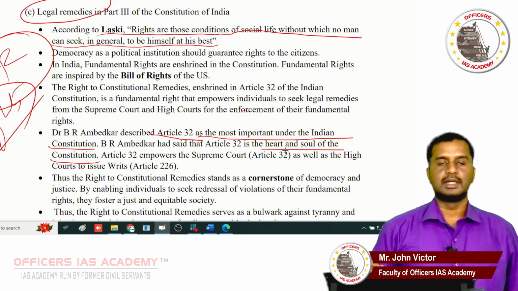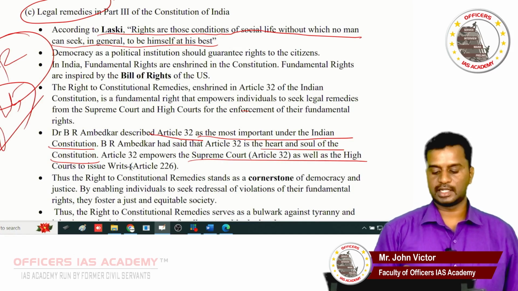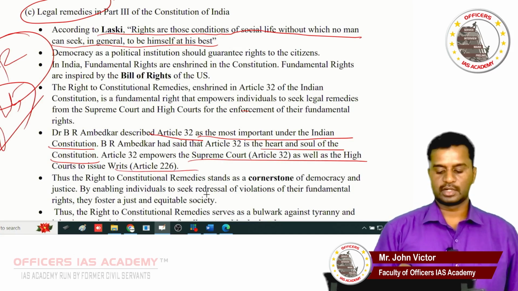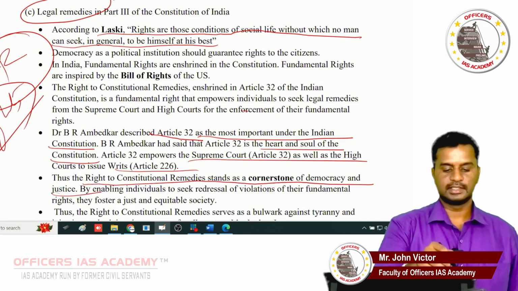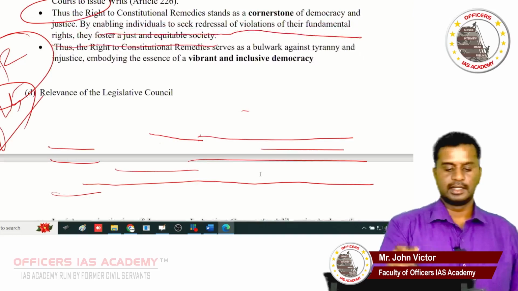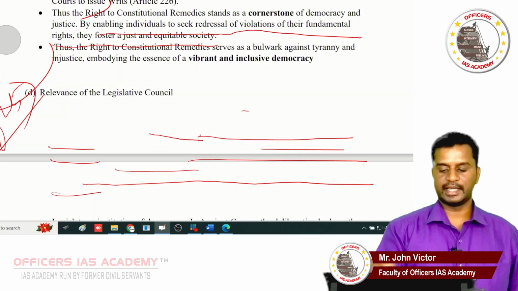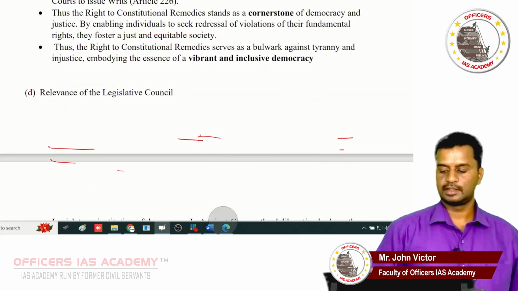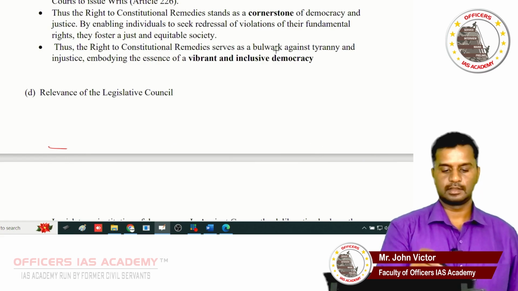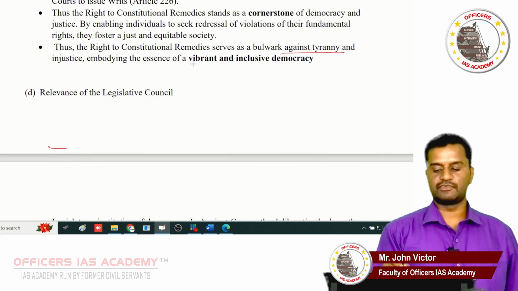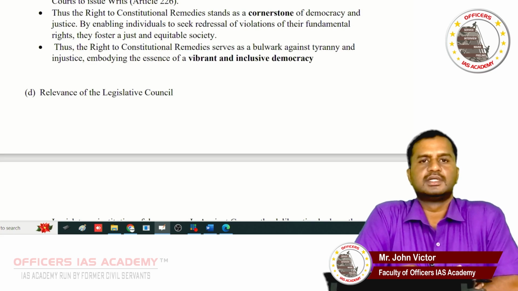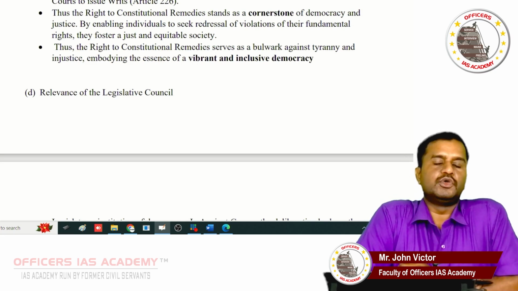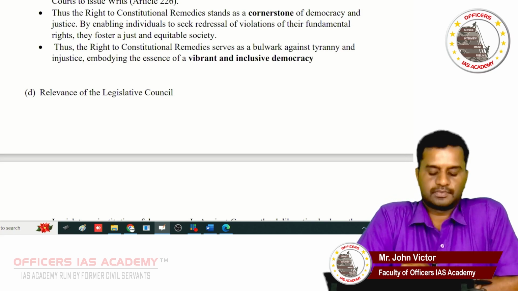It provides the power of issuing writs to the Supreme Court and the High Court. So the right to constitutional remedies stands as a cornerstone of democracy and justice. It acts as a bulwark against tyranny. It embodies the essence of a vibrant and inclusive democracy. You can further give some examples based on the judicial review done by the Supreme Court in the recent past.